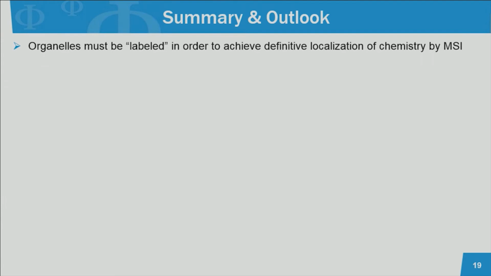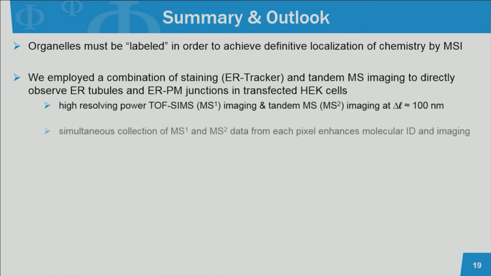So, summary and outlook. To summarize, of course, if we want to get chemical information, whether it's related to a drug or a lipid, and we want that to be localized to a specific organelle, we have to be able to label the organelle. And so we have a relatively elegant way to do that. There are a number of stains that have already been developed for different types of organelles, and we believe that those can be applied to look at many different subcellular compartments by TOF-SIMS tandem MS imaging.